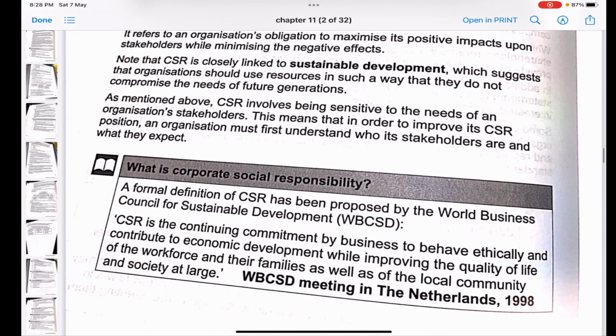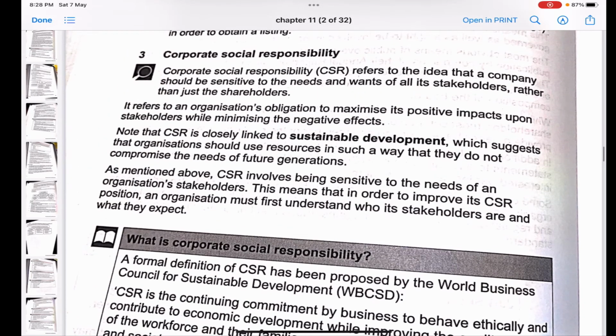It refers to an organization's obligation to maximize its positive impact while minimizing the negative effect. Note that CSR, corporate social responsibility, is linked to sustainable development, which suggests that organizations should use resources in such a way that they do not compromise on the needs of future generations. As mentioned above, CSR involves being sensitive to the needs of an organization's stakeholders. This means that in order to improve its CSR position, an organization must first understand who its stakeholders are and what they expect.